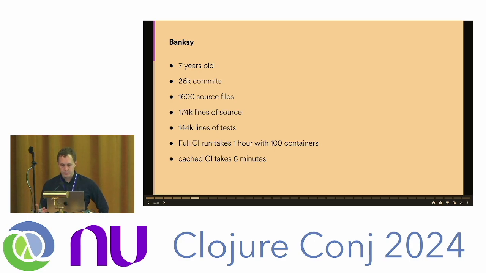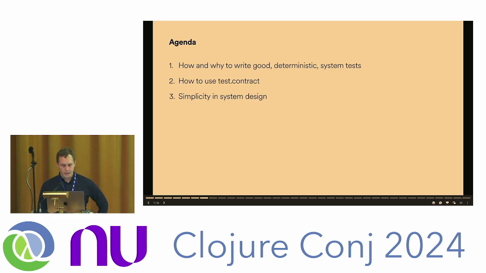The source tree is called Banksy. It's about 7 years old. We have 150,000 lines of source and another 175 of source, 150 of tests. Today we're going to talk about how and why to write good deterministic system tests, how to use test.contract, which is a library that I open sourced, and what lessons we can take from these kinds of deterministic system tests to build good systems that are testable.